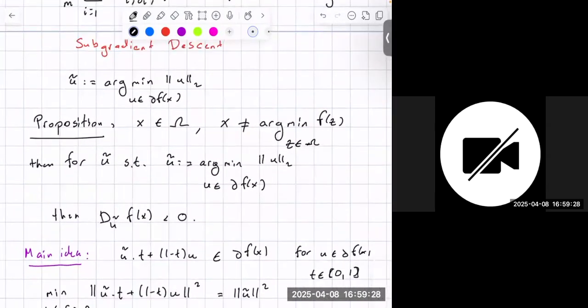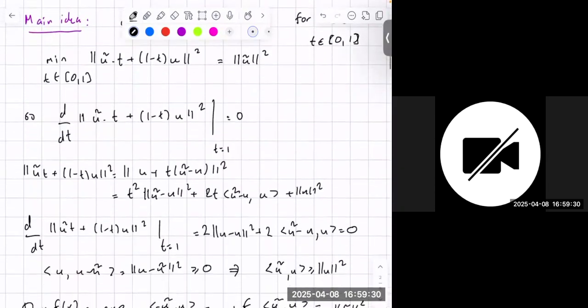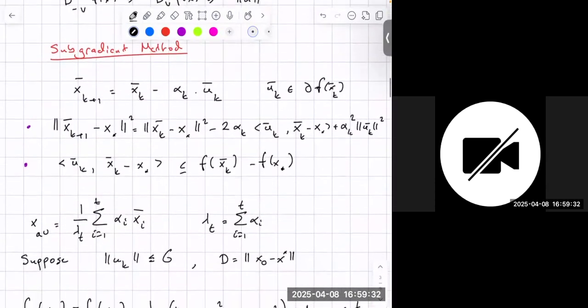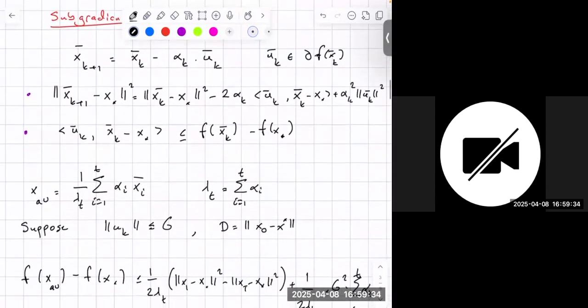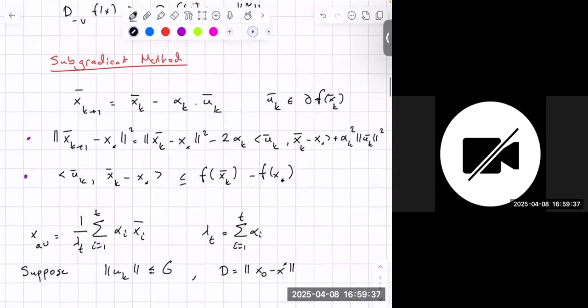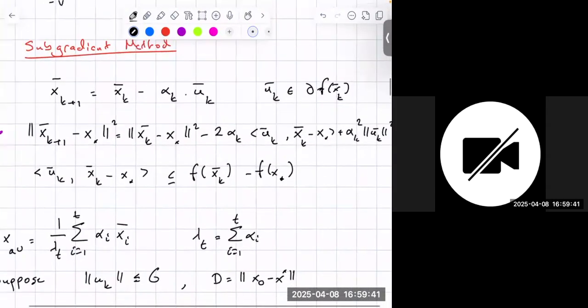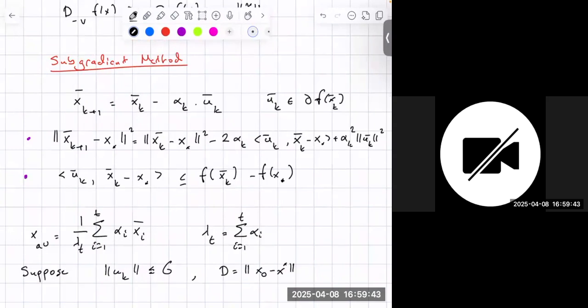Now, there are two ways to go about this. I'll give you first the practical one and the second, more theoretical one. So the practical one says the following. This is called the subgradient method. And you need an assumption on how big your subgradient vectors are. That's the only assumption you need, more or less.